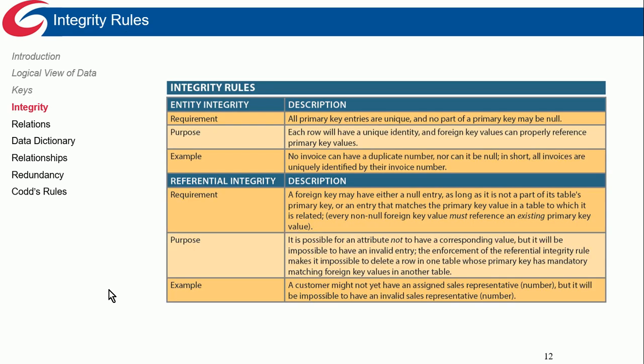So, some integrity rules. We have entity integrity and referential integrity. With entity integrity, all primary key entries are unique and no part of a primary key may be null. We've already talked about that entity integrity rule. And then the referential integrity rule is, as we just discussed, a foreign key can never reference something that doesn't exist in another table, where that primary key does not exist in the other table.